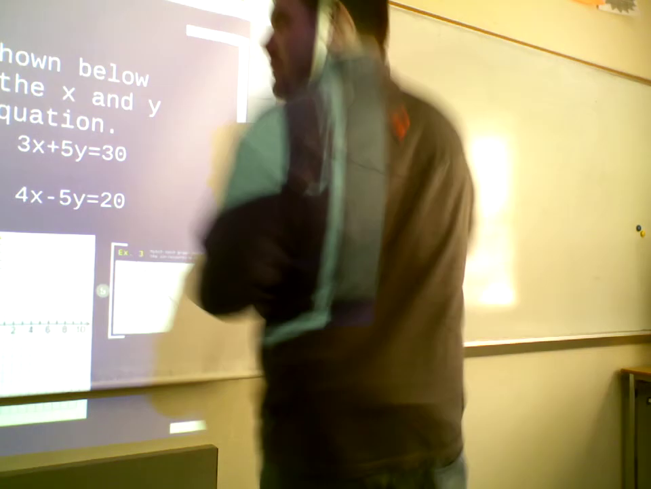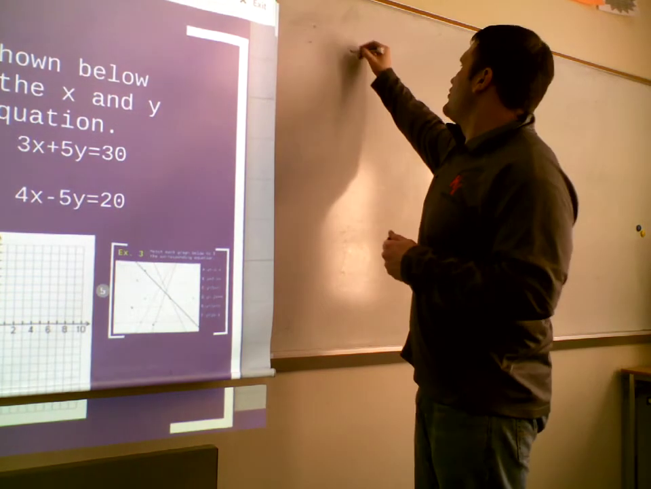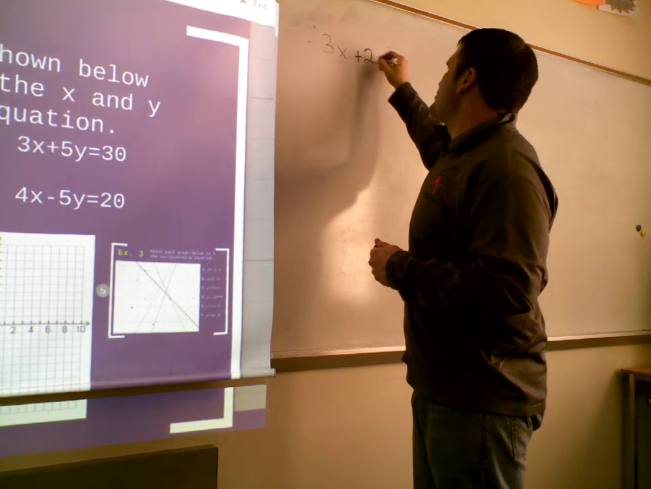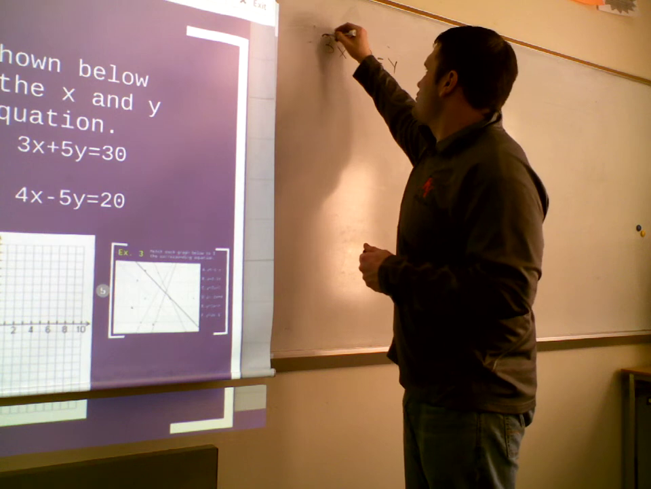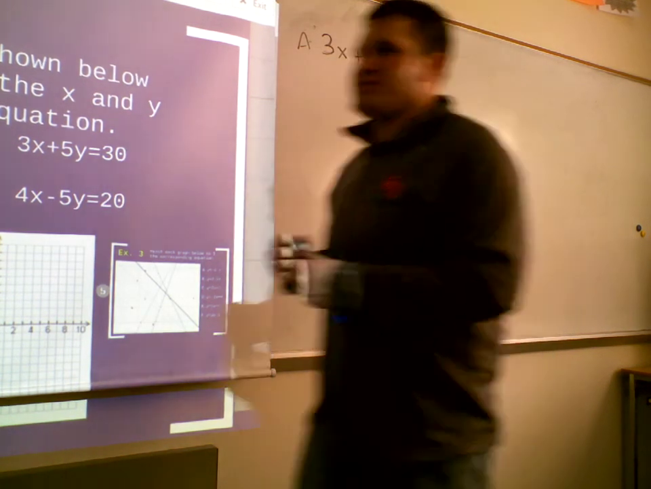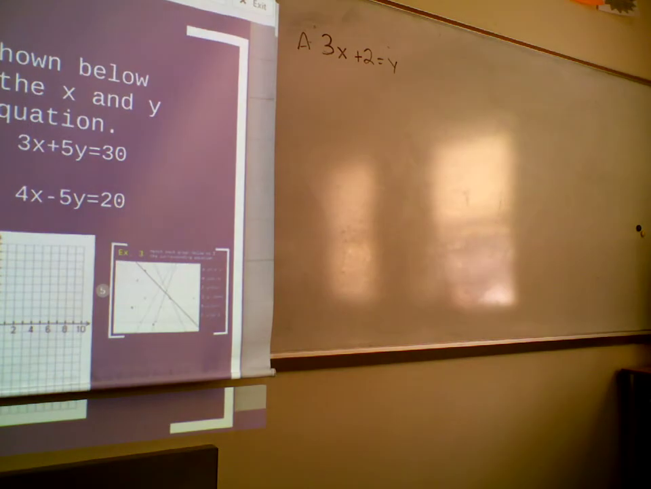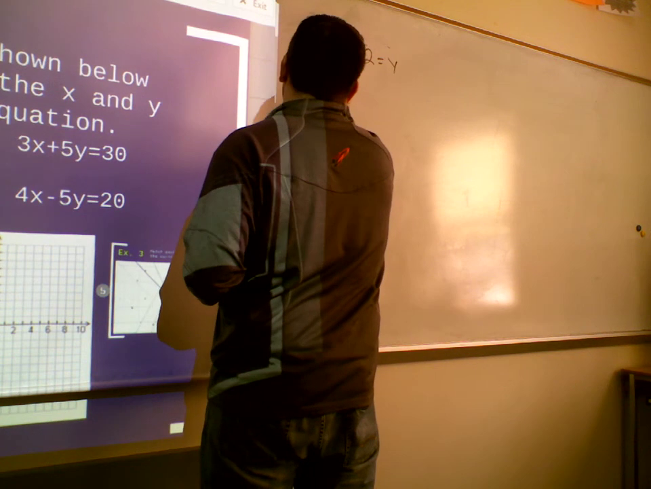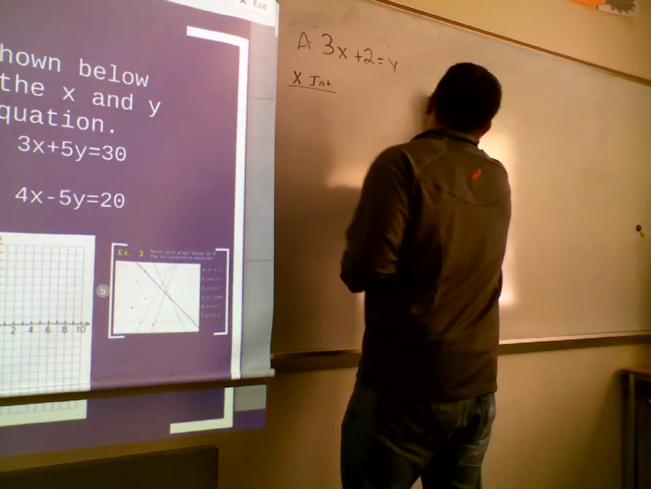So, for A, we have 3x plus 2 equals y. Now I need to find 2 things. I need to find the x-intercept and the y-intercept, correct? So we need to find the x-intercept and the y-intercept.